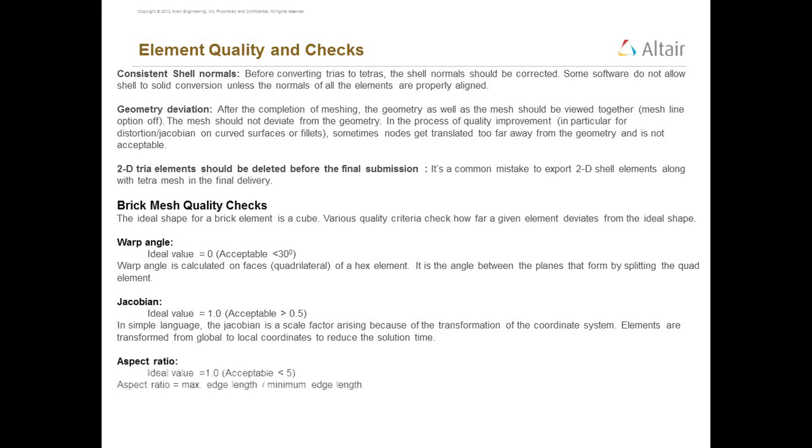Aspect ratio. Ideal value is 1. Acceptable is less than 5. Aspect ratio is equal to maximum edge length divided by minimum edge length. Quad face include angle is 45 degrees to 135 degrees. Tria face include angle is 20 degrees to 120 degrees. The percentage of pentas acceptable for a brick meshing should be less than 5%.